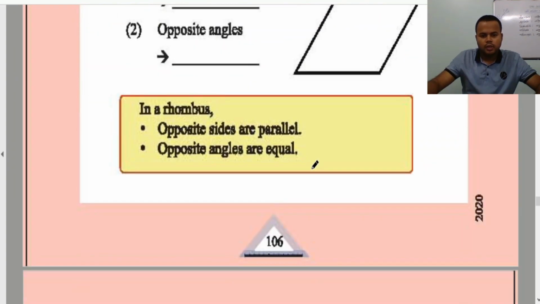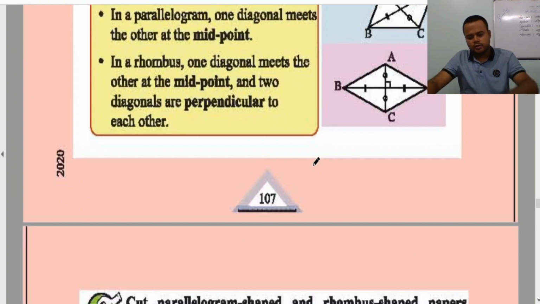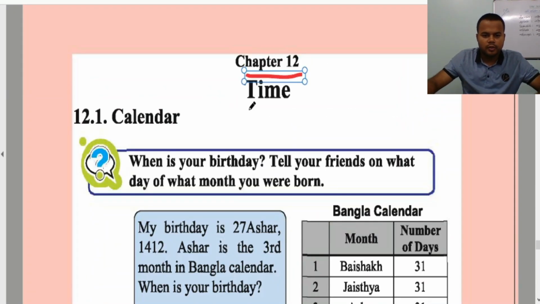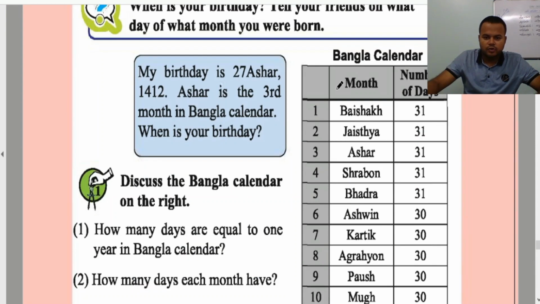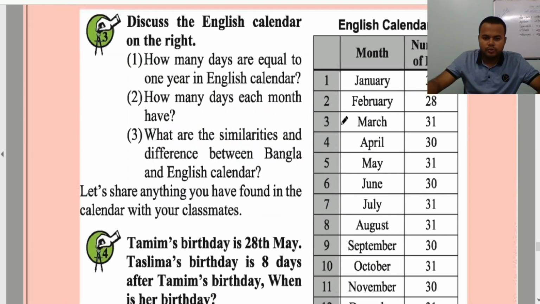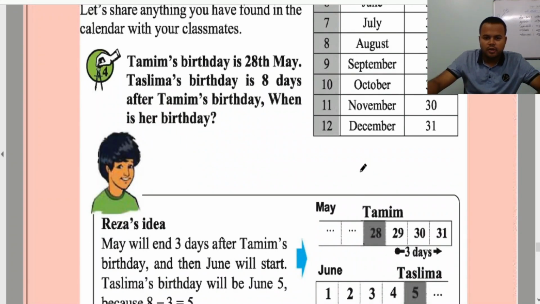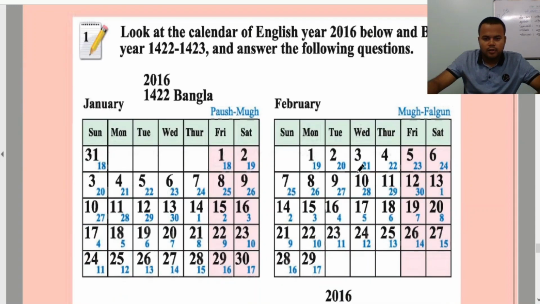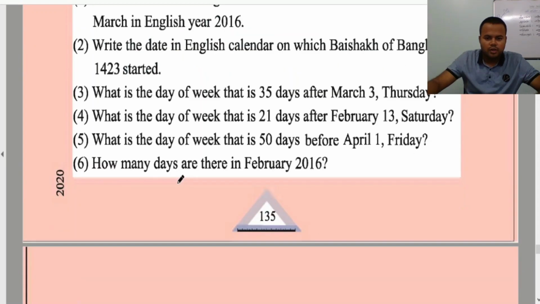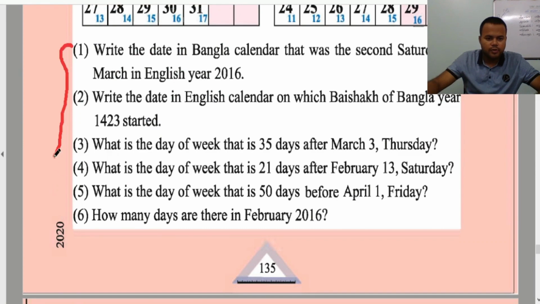Okay, now go to chapter 12, that is time. Calendar. At first, calendar, you have to know all the names of all months of Bangla calendar year. Also, you have to know the name of all months of English calendar year. From this, you have to solve this type of problem. Okay.